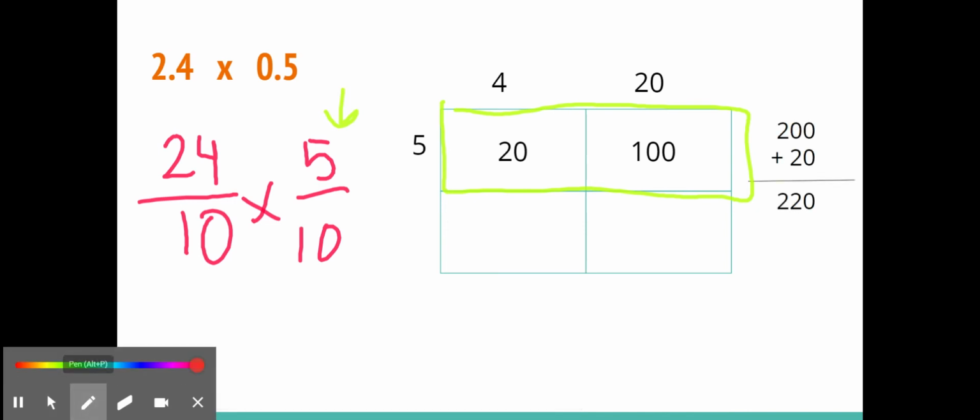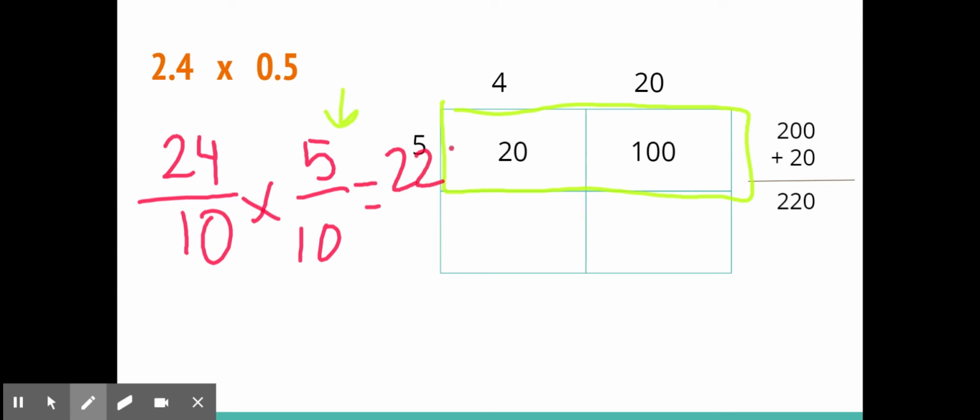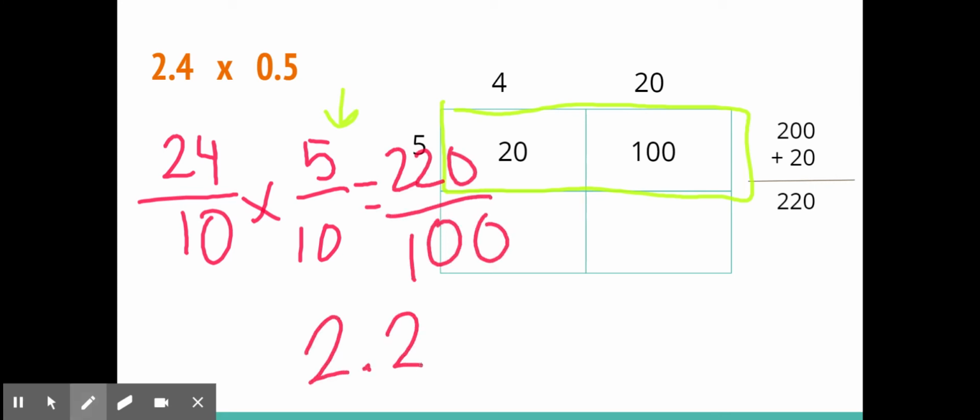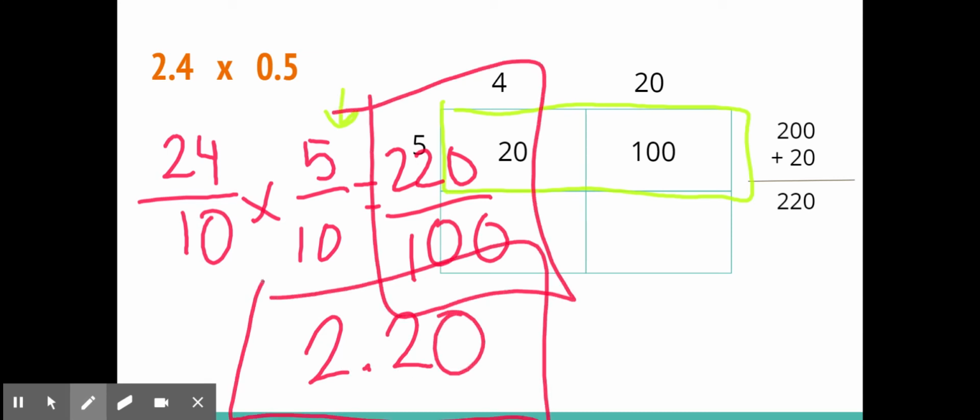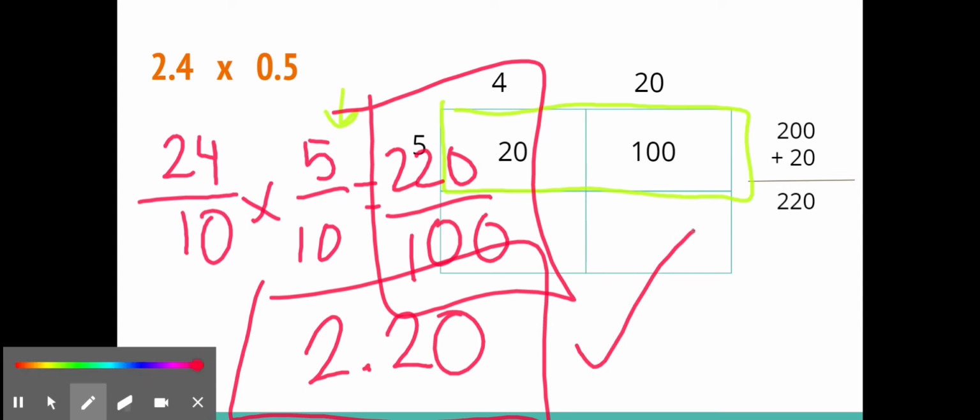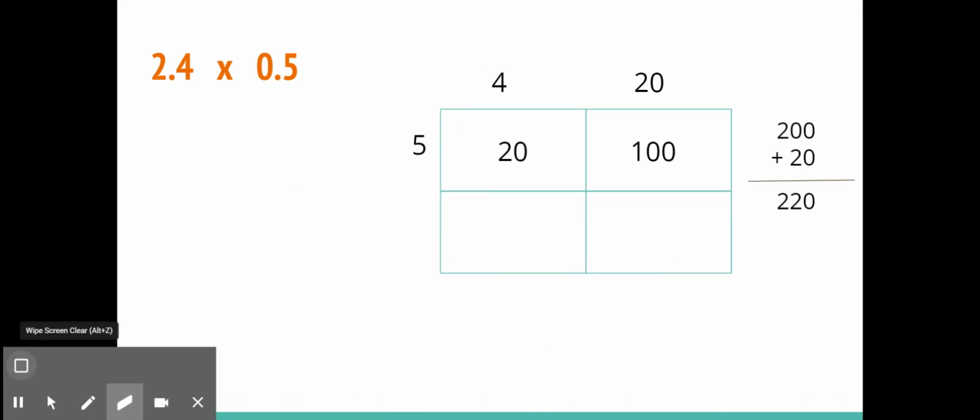All right, so I have 220 for that top. 10 times 10 gives me that 100, so 2 and 20 hundredths. So remember, this is the fraction form of it. This is the decimal. Both are right, but you may see the different forms on a test, so we want to make sure that we're familiar with both.